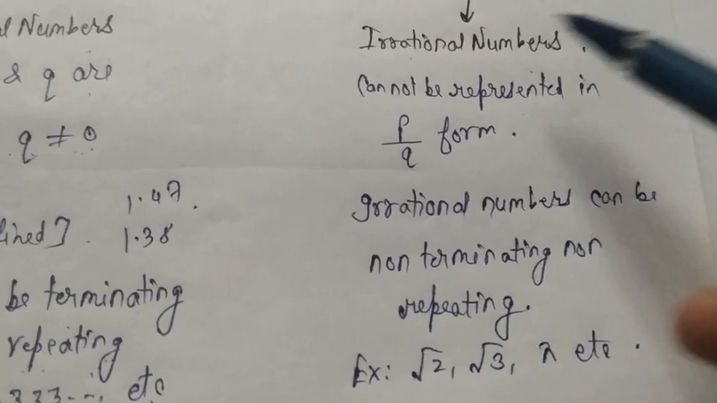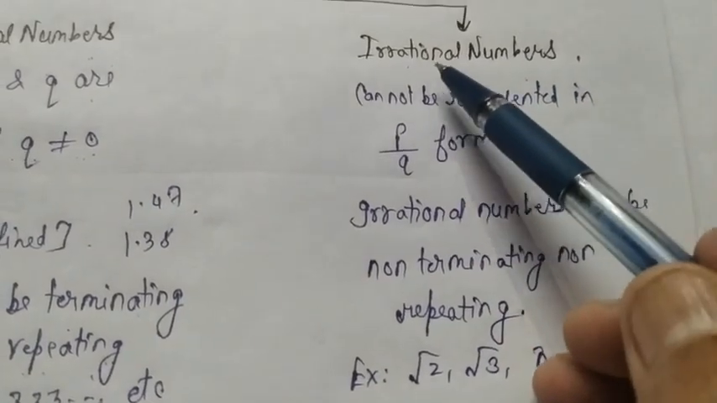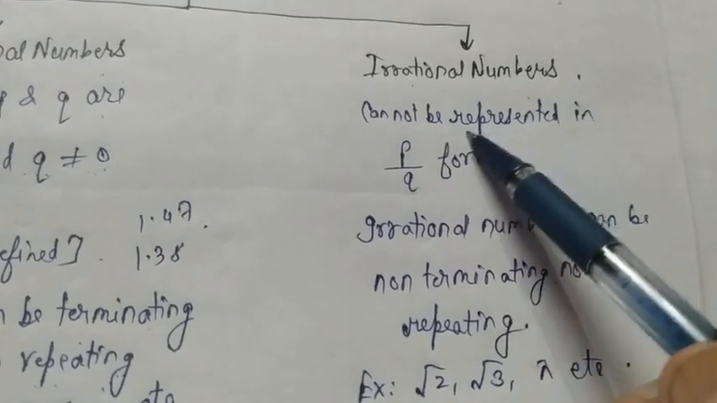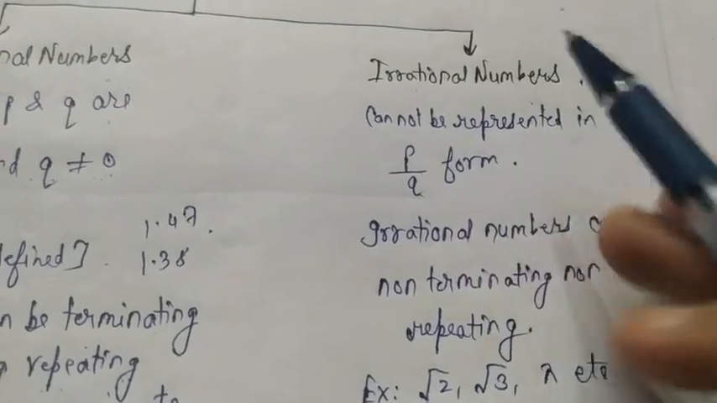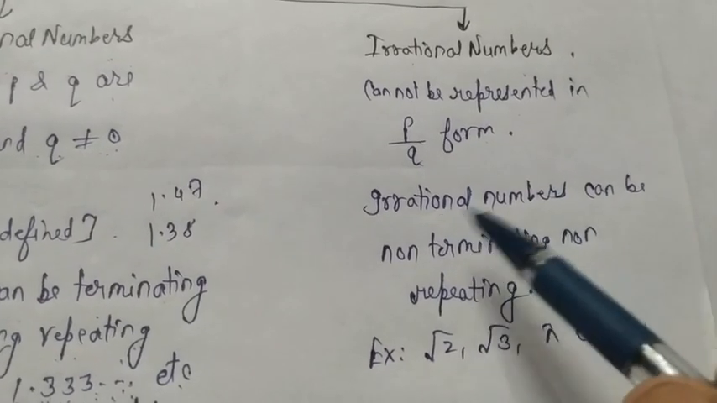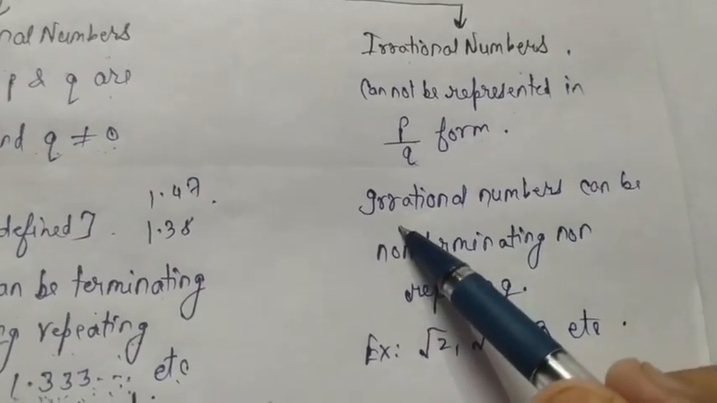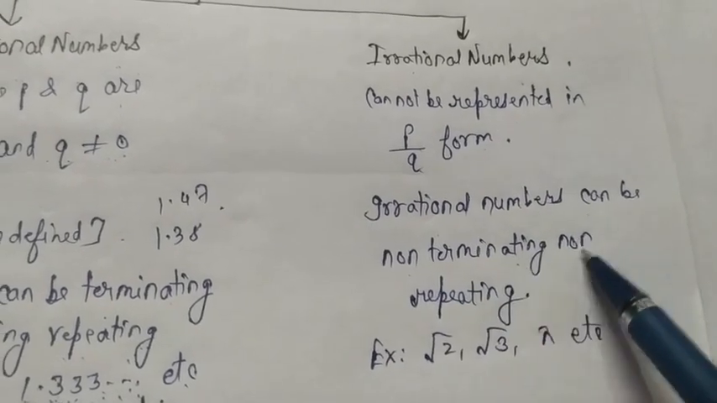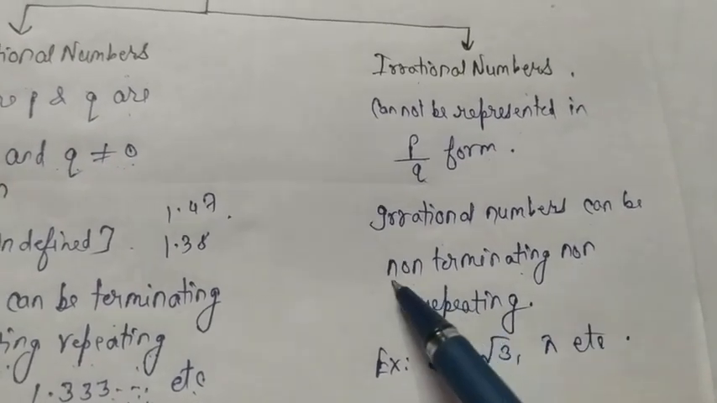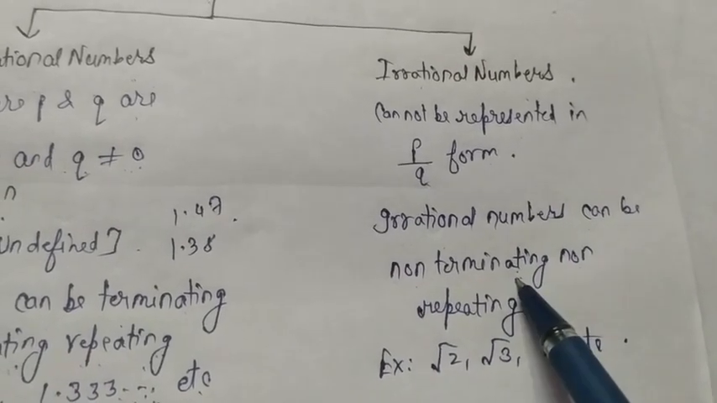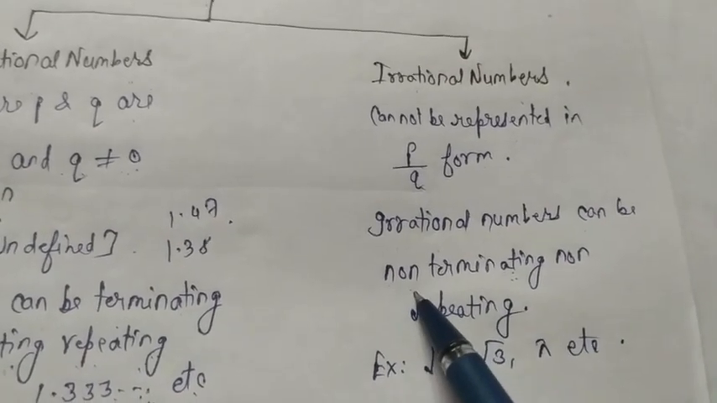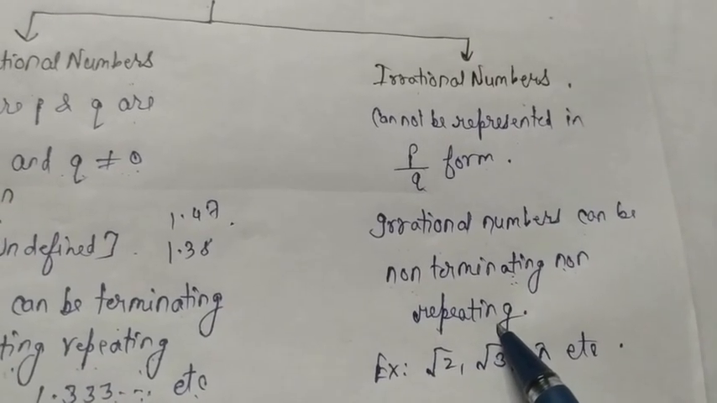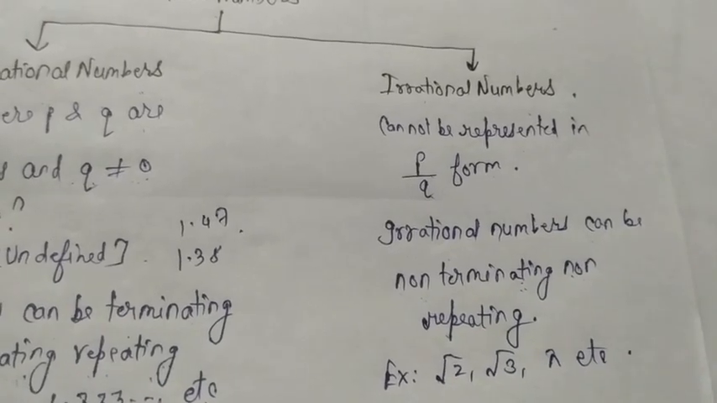Now come to the irrational number. It is just the opposite of a rational number. Irrational numbers are those types of numbers which cannot be represented in p by q form. And some properties of irrational numbers: irrational numbers are non-terminating, non-repeating. Non-terminating means it will not terminate, it will go up to infinite times, and non-repeating means a particular digit will not repeat, means any number can come after the decimal.